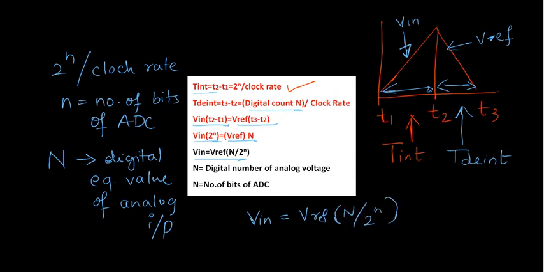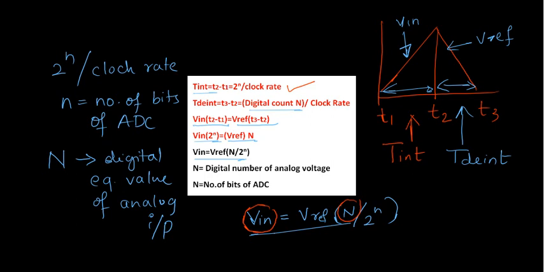Please remember here the output is independent of the value of R, the value of T, or the value of the capacitor which you are using in your integrator circuit. Therefore the performance of this system is better, because the external components do not have any effect on the digital output with respect to the analog input signal.